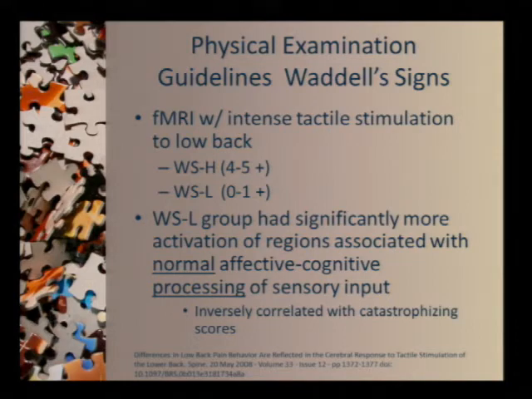They put them through the functional MRI, and the normal patients, the ones that scored low on the Waddell signs, had more activation of the normal parts of their brain that are involved in sensory processing than the Waddell signs high group. So these high scorers probably just aren't processing the sensory input. They may actually be feeling more pain. It might be some psychological overlay. It might still be kind of non-organic origin, but probably not malingering.